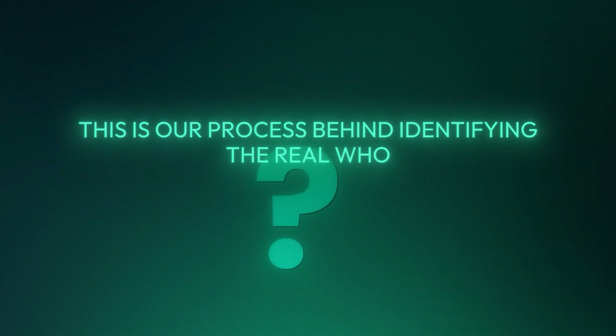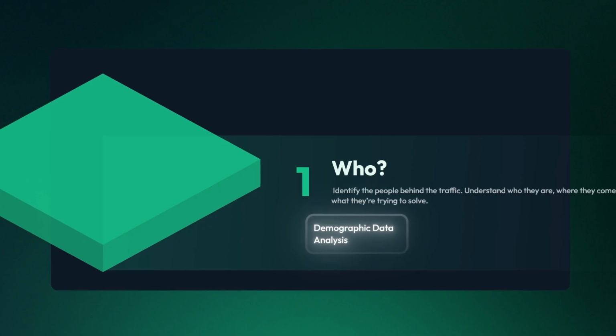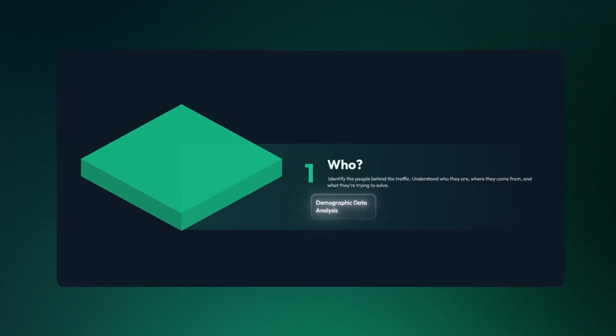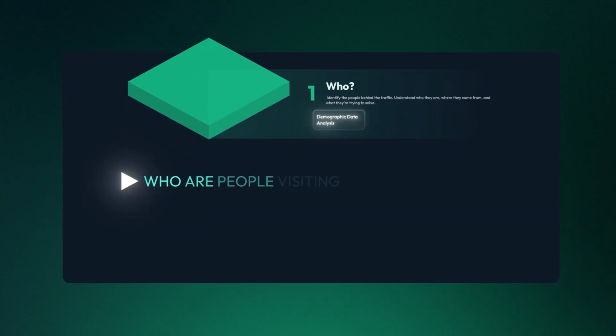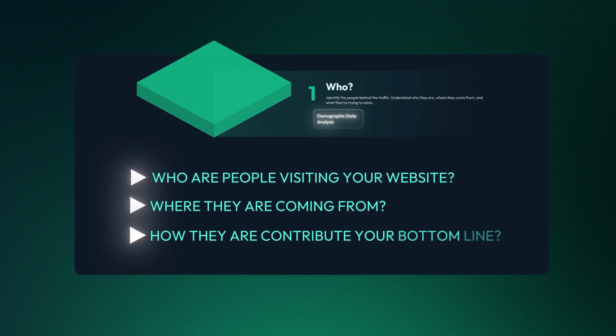Because if you get this part wrong, everything else will collapse because you're simply not in resonance with your real visitors and everything feels gimmicky. This is our process behind identifying the real who. First, we analyze demographics and source data from your analytics. And the goal here is to identify 3 main points: who are the people visiting your website, where they're coming from, and how they contribute to your bottom line.